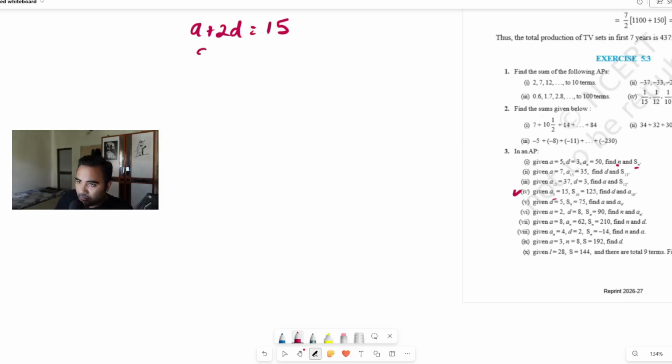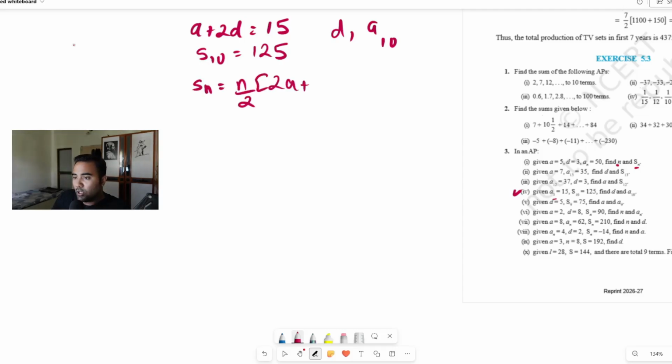S10, the sum of 10 numbers, is given, that is 125. Now we must find d and a10. Okay, let's write this. Sn is equal to n upon 2, 2a plus (n minus 1)d. This is the only formula that we know. S10 is 125, given in the question.